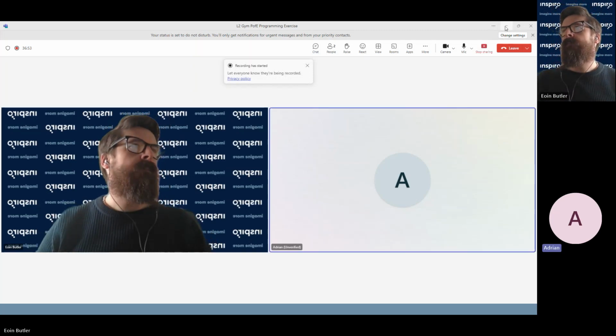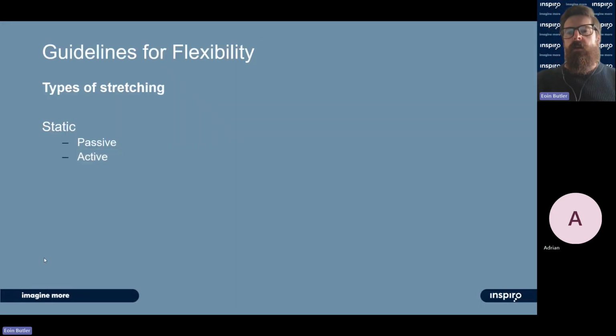Yeah, that's good. Cool. Okay. So static stretches, both passive and active. We've also got our dynamic stretches. When do we use dynamic stretches? It's like while moving. Yes, while moving. So as part of our warm-up, we would include dynamic stretches. Our static stretches would be done as part of our cool down.